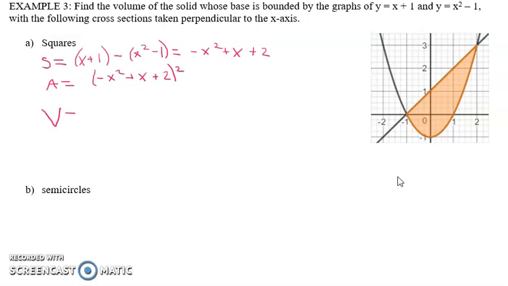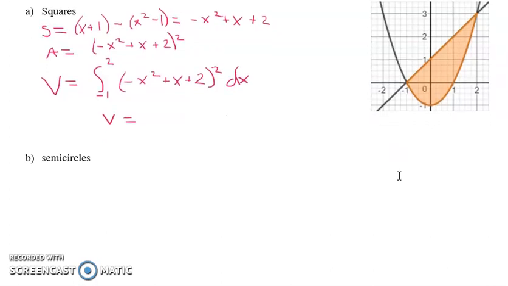And then our volume is going to be the integral. Our smallest x here is -1. Our biggest x here is 2. Then we're putting our area in here, and dx for the width of every single one of those cross sections. I'll let you go ahead and type that in. Let's set up the next one, and then we'll put those answers up.